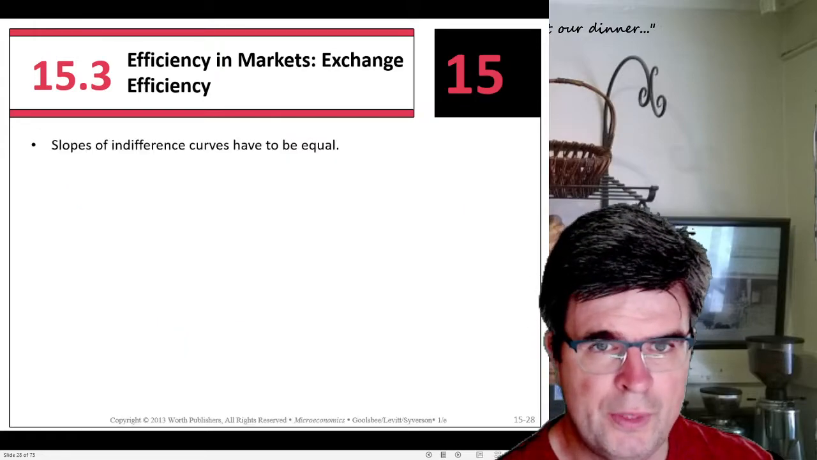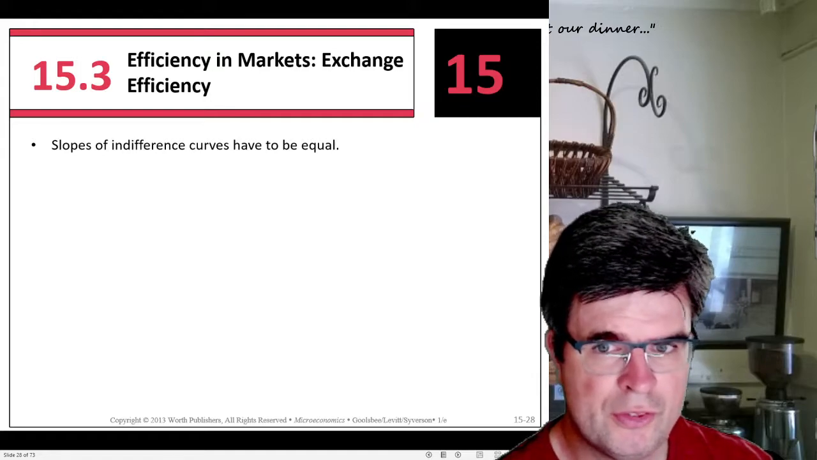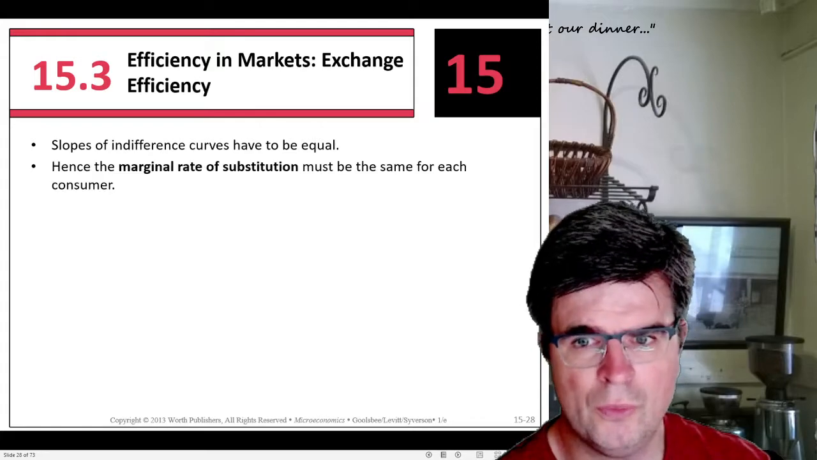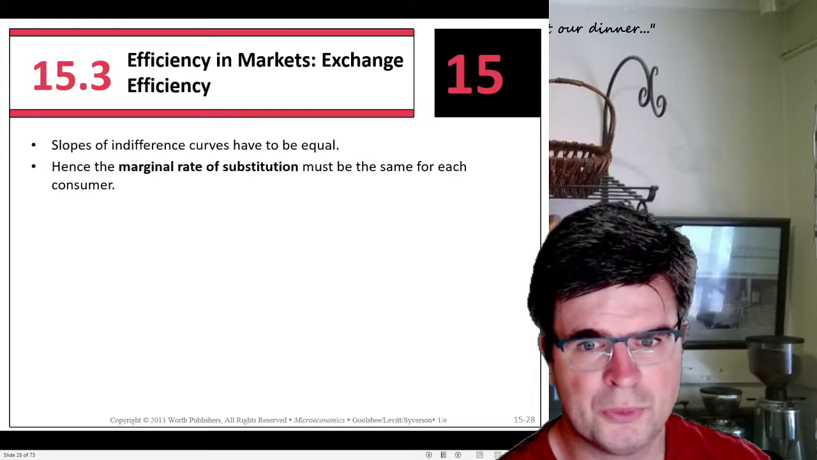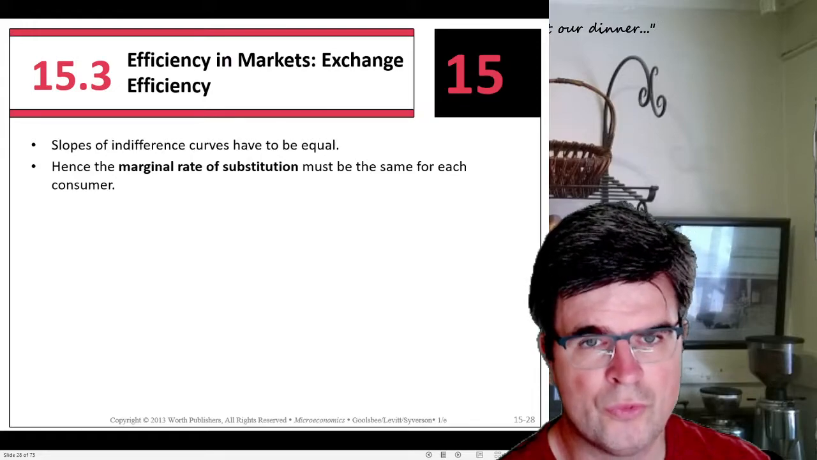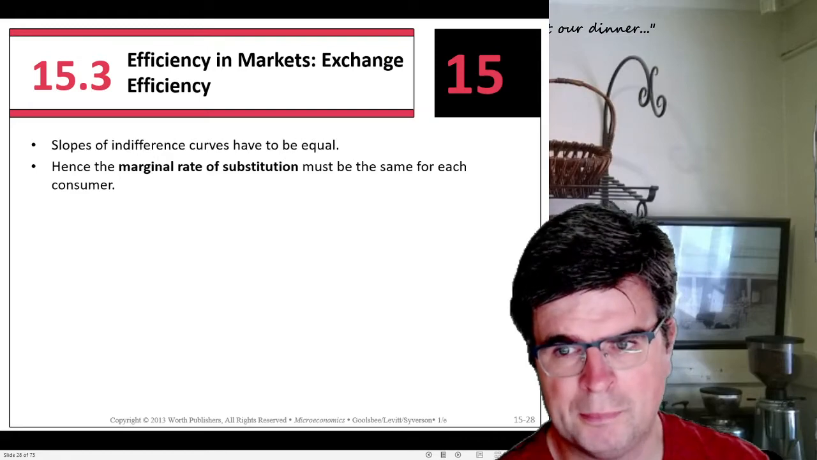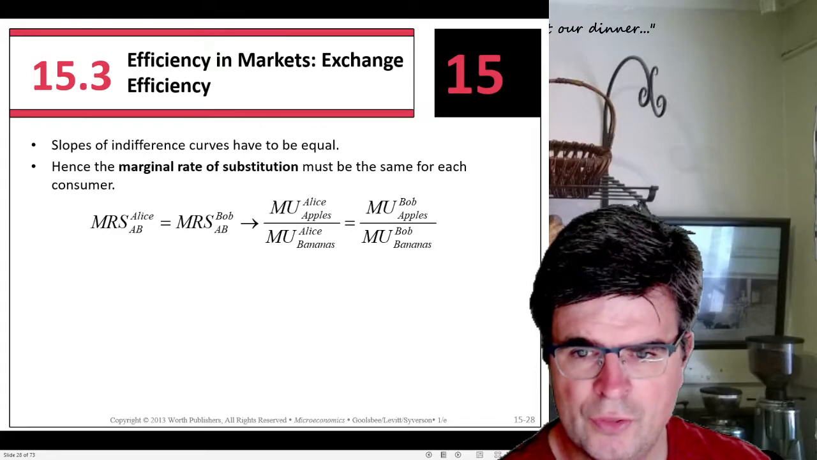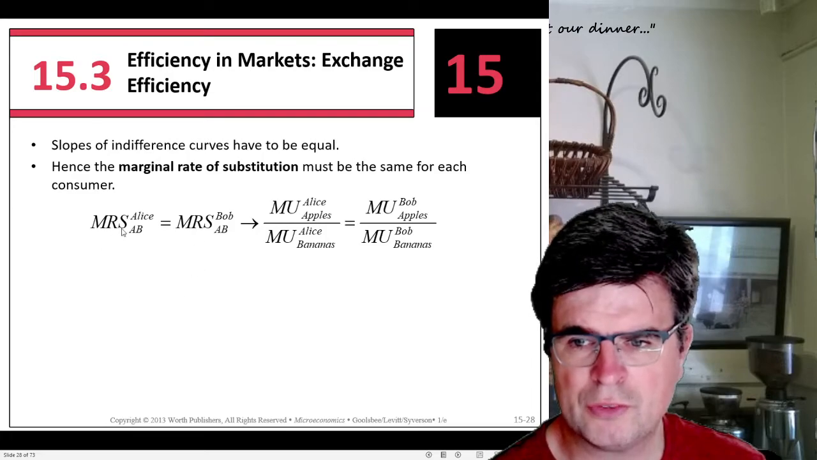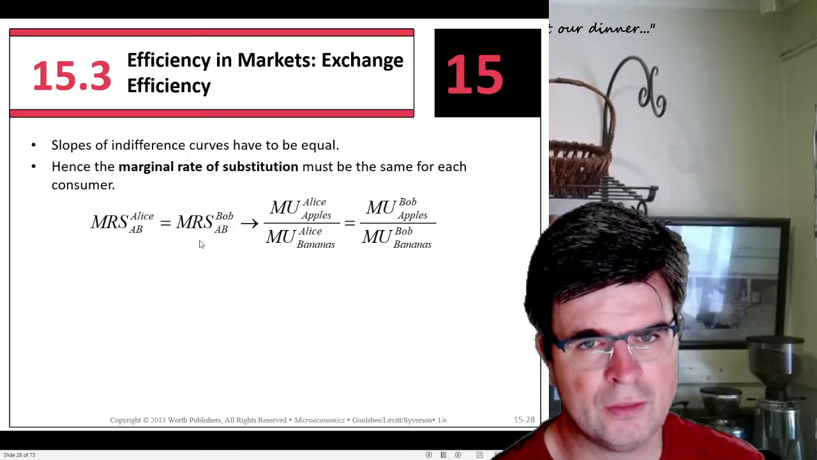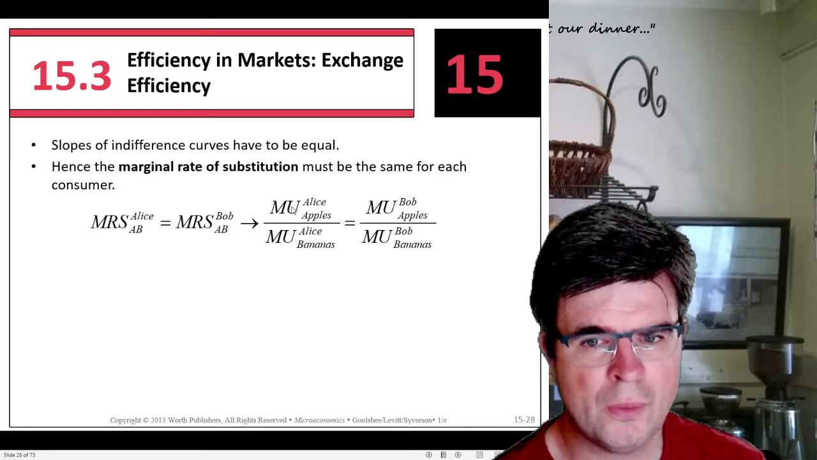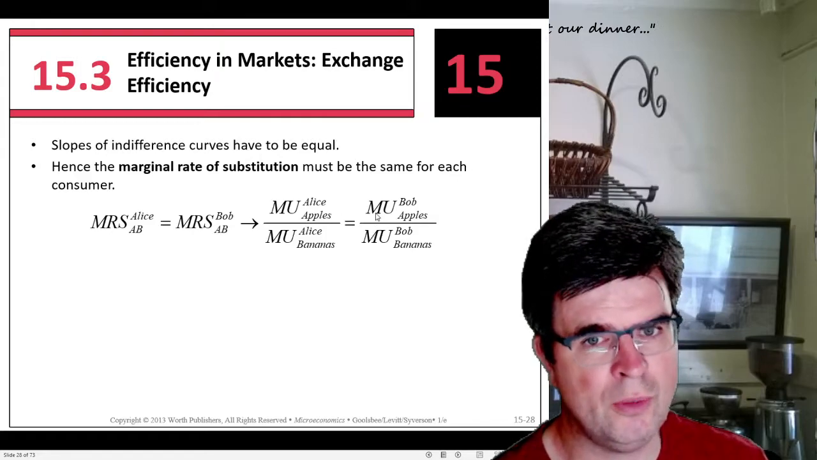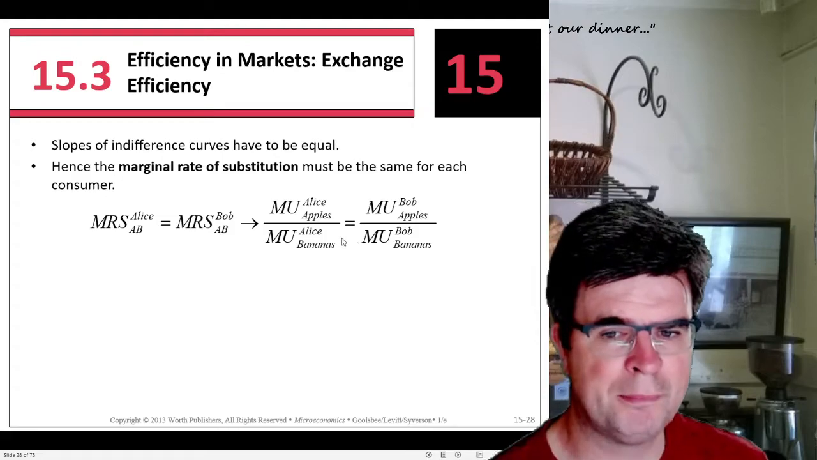So we have reached an outcome of Pareto efficiency when the slope of the indifference curves are equal. Now, when does it hold? It holds when the marginal rates of substitution are the same for both consumers, for both Alice and Bob. So in formula, we reach an efficient allocation if the marginal rate of substitution of Alice equals the marginal rate of substitution of Bob. So the ratio of the marginal utility of apples and bananas of Alice must be equal to the ratio of the marginal utility of apples and bananas of Bob.